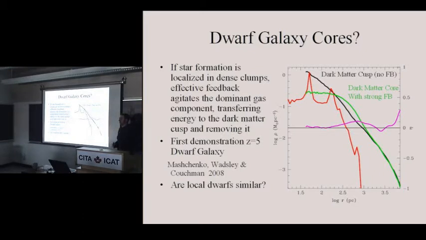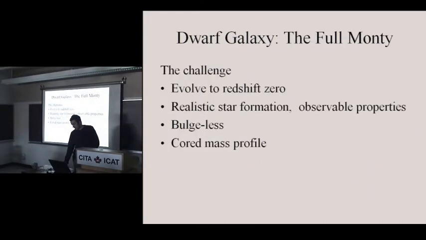And so that worked quite well, but one of the criticisms of this work was, well, that's just some funny object that we've never seen in reality living at redshift 5. What about a local dwarf that has evolved for the entirety of the universe and undergone some late mergers or whatever? That's the thing that people actually observe and measure these cored profiles in. And so last year we did do this. We tried to do a dwarf galaxy that would show everything all in one go. So we wanted to take it to redshift 0.